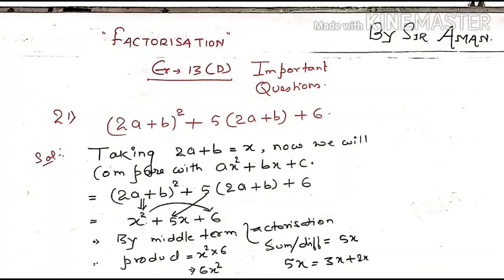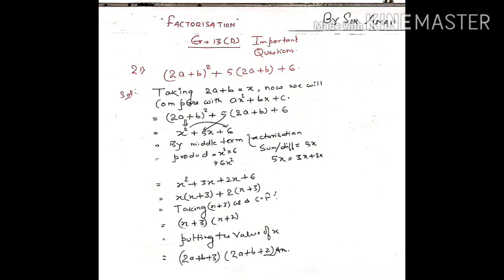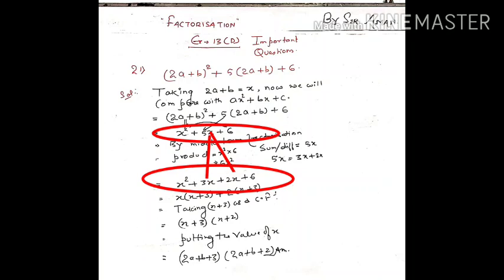After this, as I have told you, by middle term factorization we will first find the product of the first term and last term, that is 6x², and what is in the middle, 5x. Now we will do sum or difference: 3x + 2x = 5x, or you can check, multiplying 3x into 2x is equal to 6x². Okay, like this we will do middle term factorization. After that, we will replace 5x, and in the place of 5x, we will write 3x + 2x.